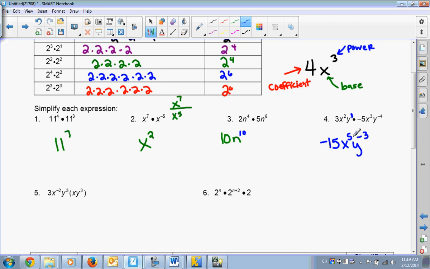You cannot leave your answer like this. Why not? This is yesterday's lesson right here. You have a negative exponent. You can't leave that. Now, can you leave this negative 15? Sure, you leave that on top. Can we leave the x to the 5th? Sure, it's positive. We're good. But I have to bring my negative exponent to the denominator and make it positive. So that is the simplified version of this.